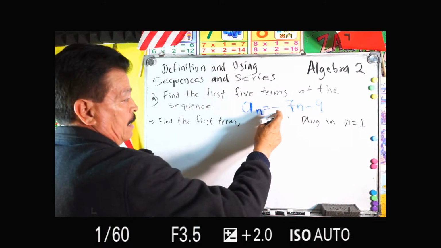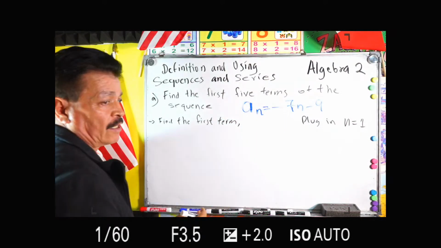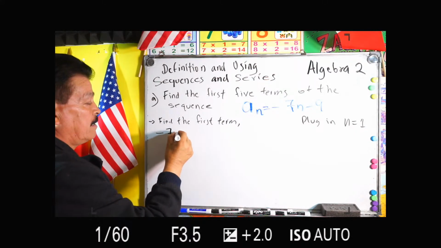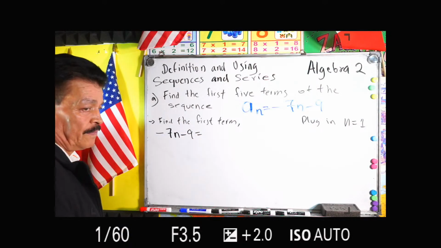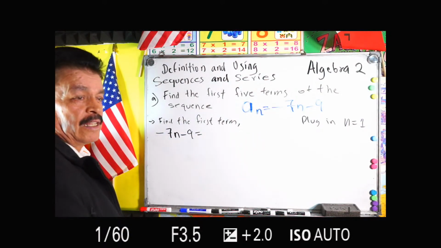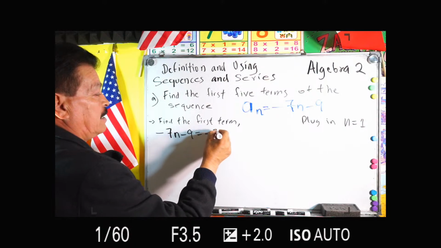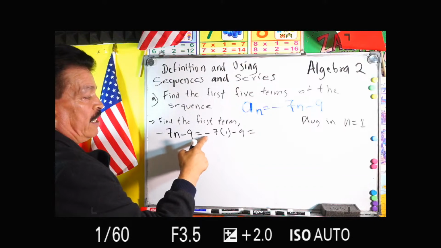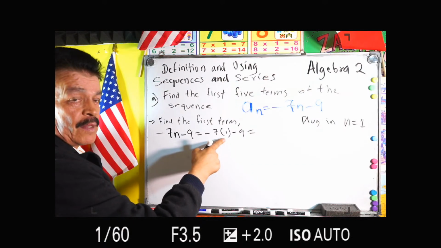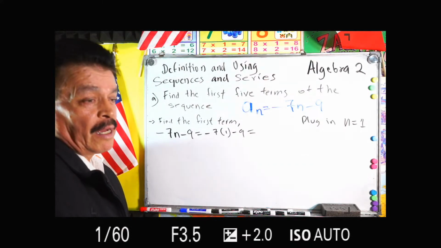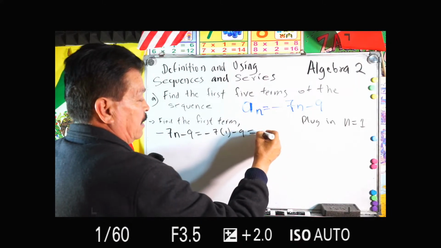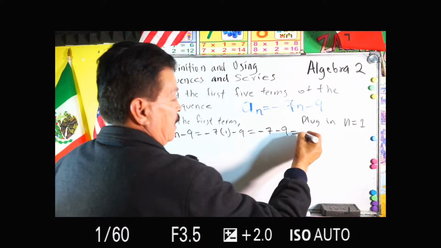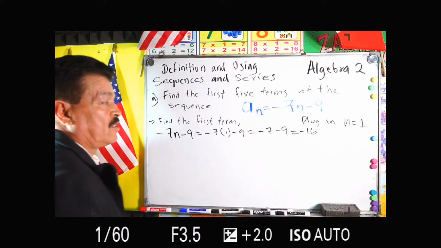So we have this negative 7n minus 9. Let's write right here negative 7n minus 9 equals, now plug in n equals 1, so it's going to be negative 7 times 1 minus 9, right? So negative 7 times 1 is negative 7, minus 9. Simplify right here. It's very easy. So it's negative 16. Okay, that's our first step.